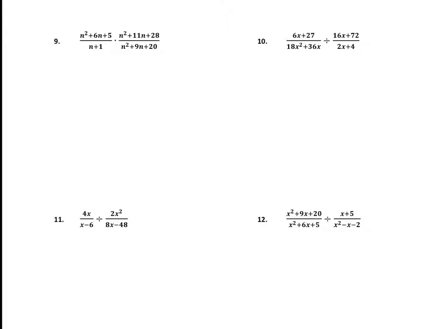Number 9, we're going to factor everything. So n plus 5, n plus 1, n plus 7, n plus 4, n plus 5, n plus 4. So we've got all of our factors. We're going to cross out n plus 5, n plus 1 crosses out, n plus 4, which leaves us with n plus 7. And an excluded value, n cannot equal negative 1, negative 5, or negative 4.